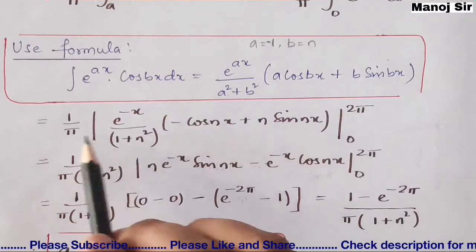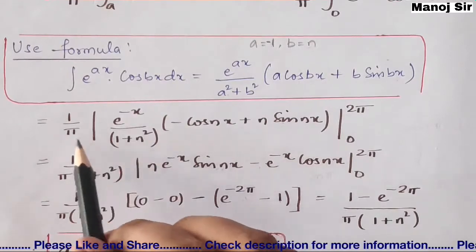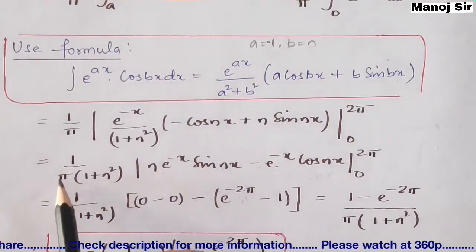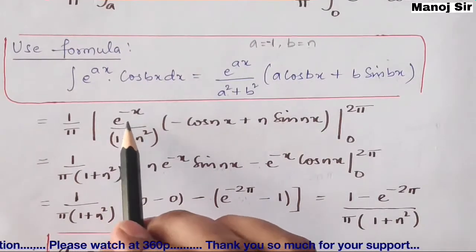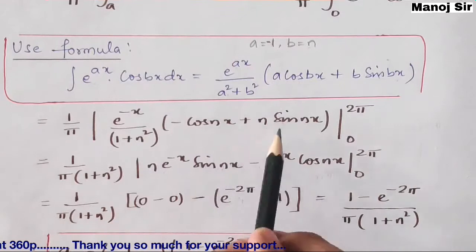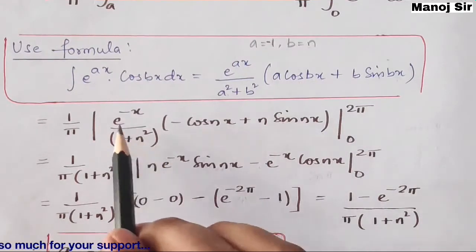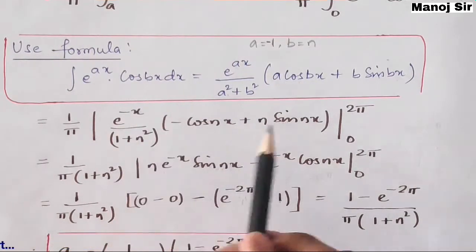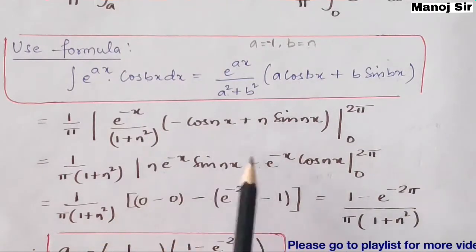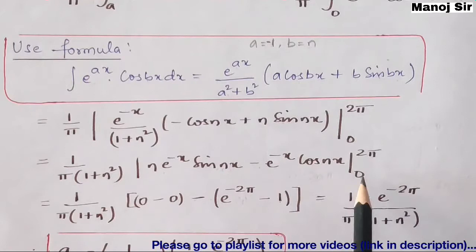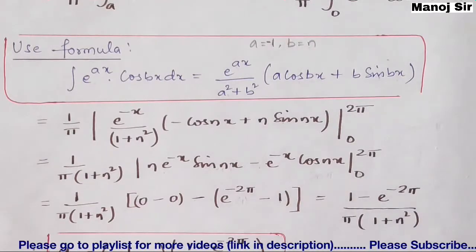Here we can write this outside of this bracket, that is 1 upon pi into 1 plus n square. Here we need to multiply this. If you multiply this with both terms, you get n into e to the power minus x into sin nx, minus e to the power minus x into cos nx. Write the limit as from 0 to 2 pi.